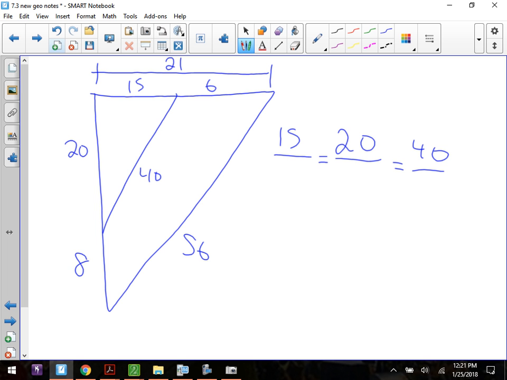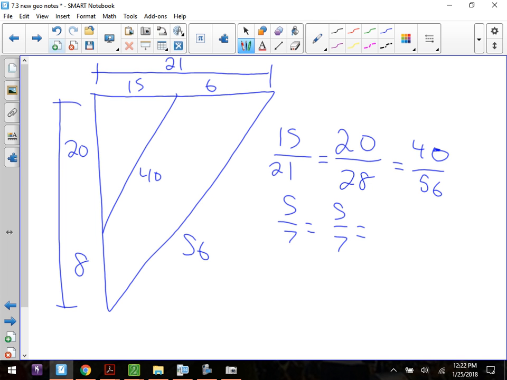So you have 21, 28, 3, so that's 5 sevenths, 4s, that's 5 sevenths, and then that is 8, so that's 5 sevenths. And then you would just write out your statement. Okay.